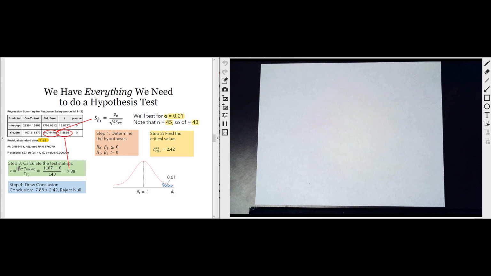Then we calculate our test statistic by taking the estimated slope, okay, that's this 1107, minus the null hypothesis slope, which is 0, and dividing by the standard error of the slope, which is 140. And when you do this division, you get this 7.88, and golly gee, that number is also displayed as the t-value in the table. All right, so you don't have to actually do this rigmarole yourself.